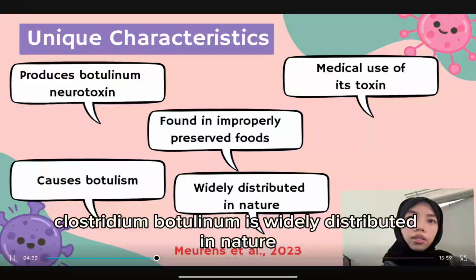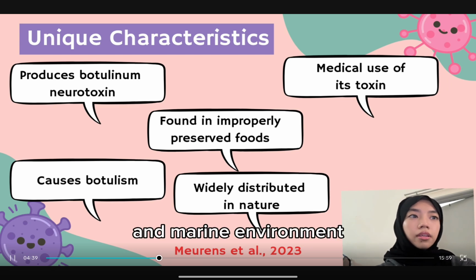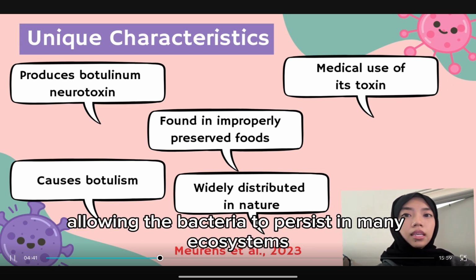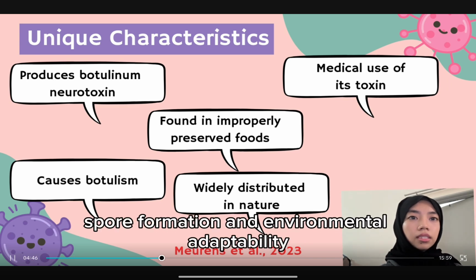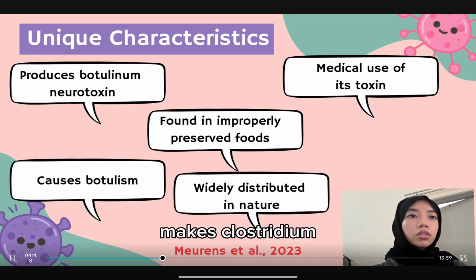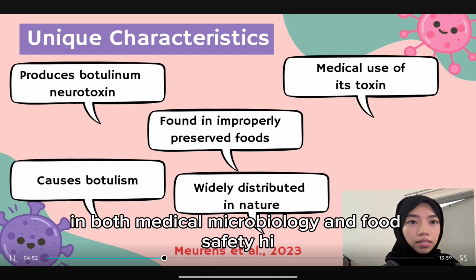Furthermore, Clostridium botulinum is widely distributed in nature. Its spores can commonly be found in soil, dust, river sediment, and marine environments, allowing the bacterium to persist in many ecosystems. Overall, the combination of toxin production, spore formation, and environmental adaptability makes Clostridium botulinum one of the most significant bacteria in both medical microbiology and food safety.